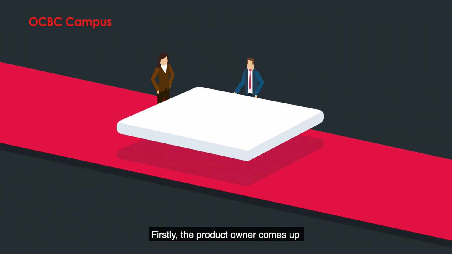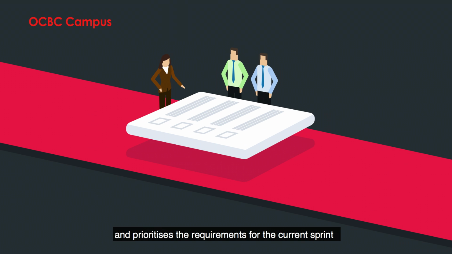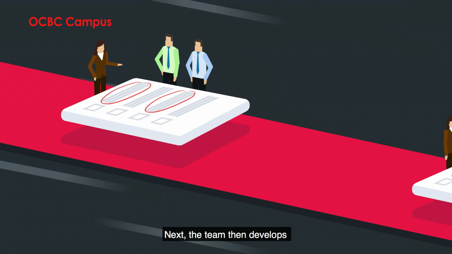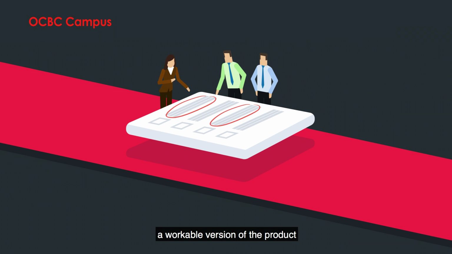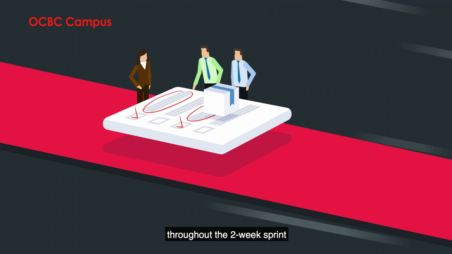Firstly, the product owner comes up with a list of requirements that the finished product should have. The Scrum Master then compiles the list and prioritizes the requirements for the current sprint. Next, the team develops a workable version of the product based on the prioritized requirements. The work progress is further managed through the daily Scrum meetings throughout the 2-week sprint.